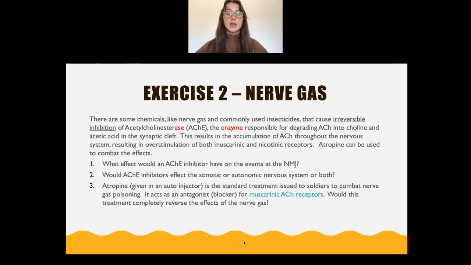This results in the accumulation of acetylcholine throughout the nervous system, resulting in overstimulation of both muscarinic and nicotinic receptors. And atropine can be used to combat the effects of this. We have a few questions here. What effect would an acetylcholine esterase inhibitor have on the events of the neuromuscular junction? Think about that for a second.